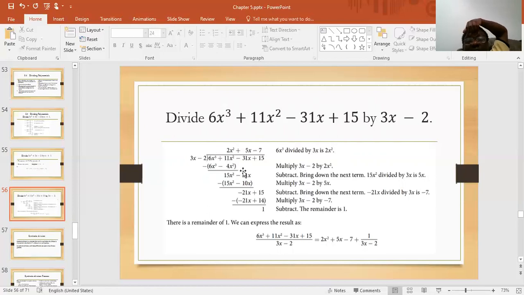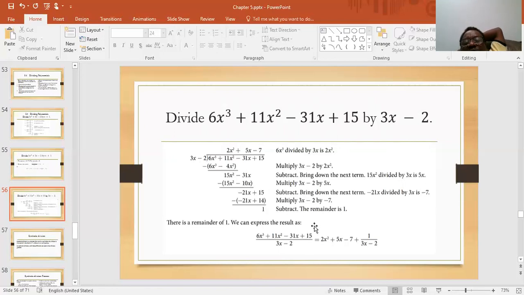Subtract it from the original polynomial. We are going to get 15x squared minus 31x. Now we will divide 15x squared by 3x to get 5x, which makes our second term here. This 5x we multiply by 3x minus 2 to get 15x squared minus 10x. Subtracting from up, we have minus 21x plus 15. So the remainder here is 1.